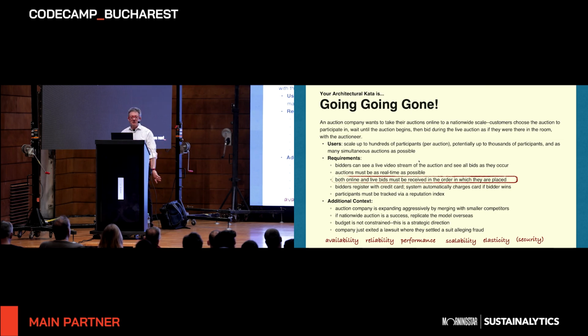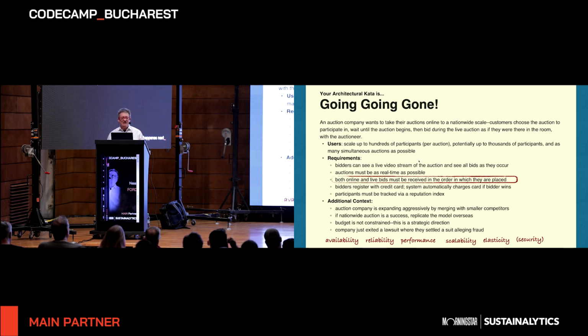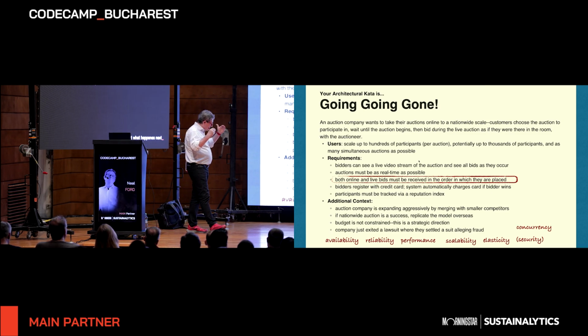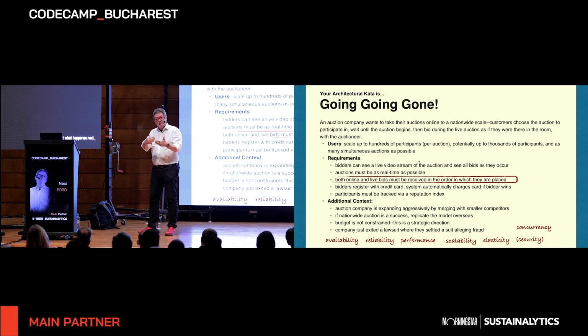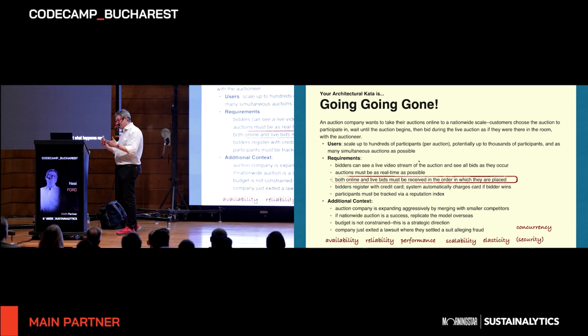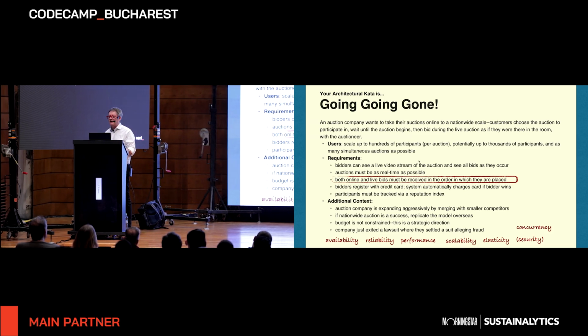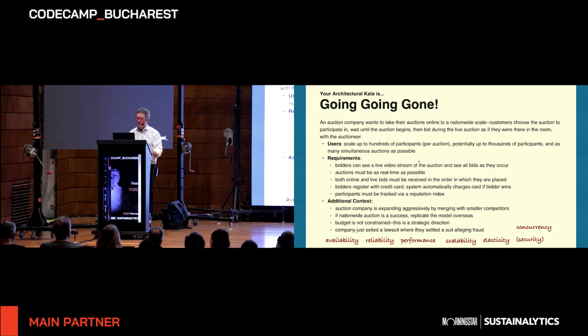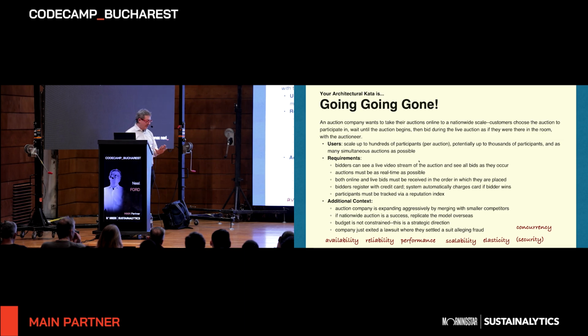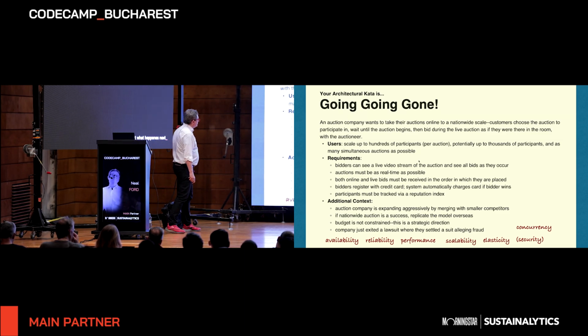This is also tricky. Online and live bids must be received in the order in which they're placed, and we'll call this concurrency. The ability to resolve this thing, because we're going to have bids coming in live and online, and we need to be able to resolve those things to make sure those things meet up. So we'll call that capability concurrency. So that's a good list of architecture characteristics that I would define for my Going, Going, Gone system.